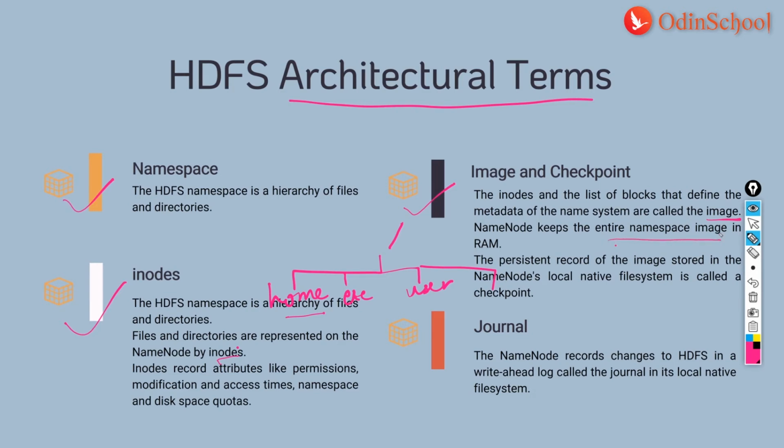Now the persistent record of the image, that means one which is permanent, which would be stored in the name node's local native file system, is called a checkpoint. That means after some point of time, if you are sure that the directory is there, then it will store it to its hard disk, which is nothing but the checkpoint. And there is a journal, which records whatever changes are happening to the HDFS directory tree in a write ahead log, and that is called the journal, which would again be stored in the local native file system.